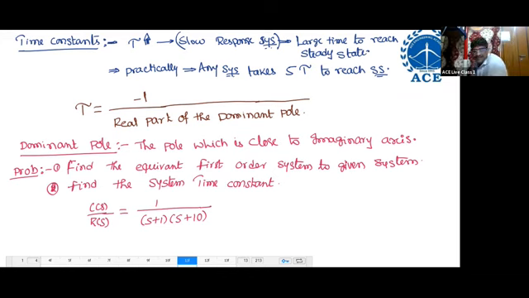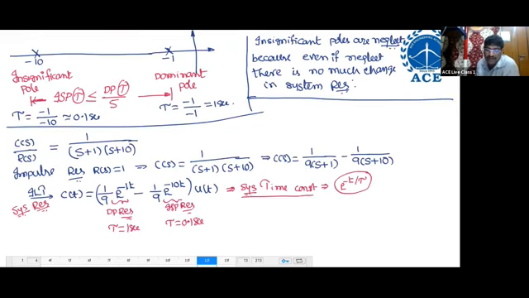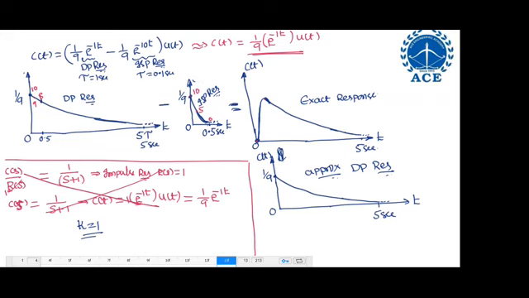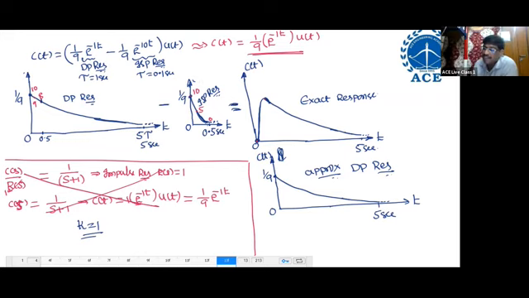We cannot neglect the insignificant pole because the insignificant pole response is very small. So, look here, you observe the insignificant pole response. It is very, very small. It is a negligible amount. That's why the insignificant pole is neglected. Okay. Yes, sir. Next.